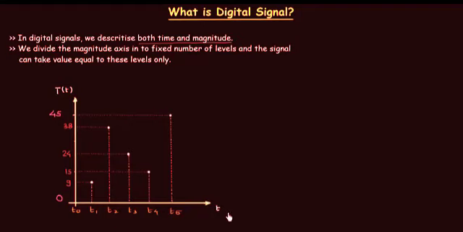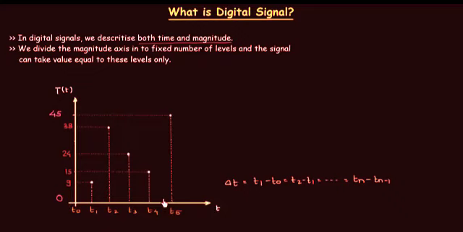By discretization I mean we have to divide the time axis in equal intervals. If delta t is the interval, then we can find out this interval delta t by t1 minus t0, or we can have t2 minus t1. In the same way, tn minus 1. This is how we can find the interval. Now the next thing that we have to do is to discretize the magnitude axis also.